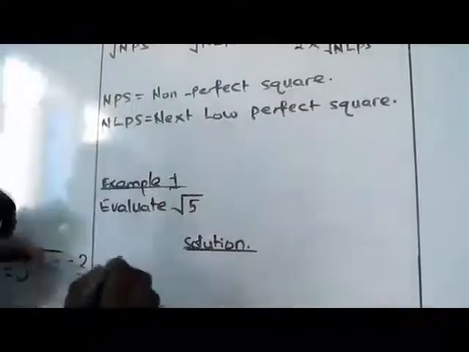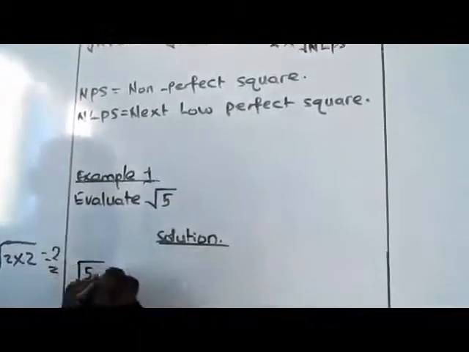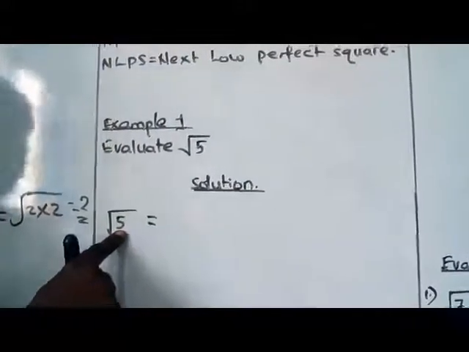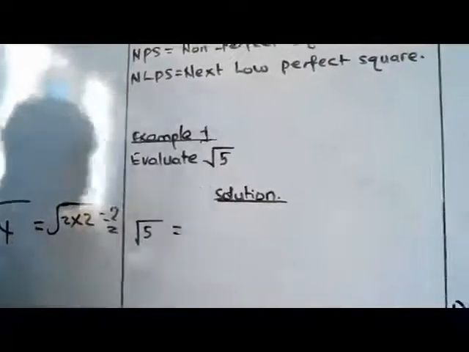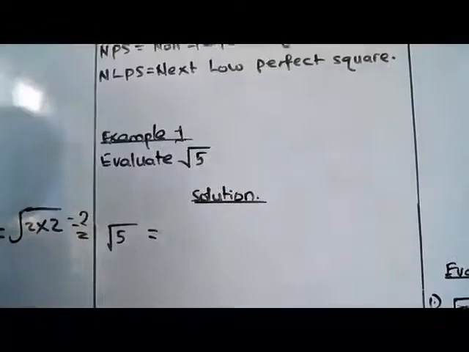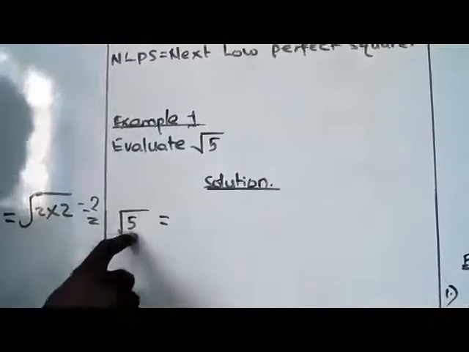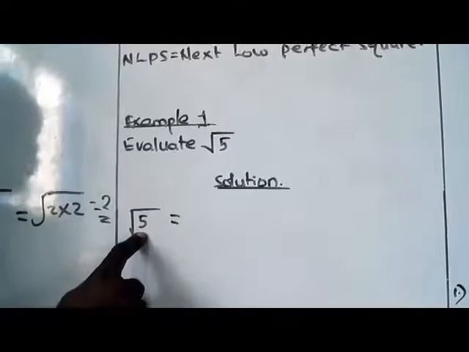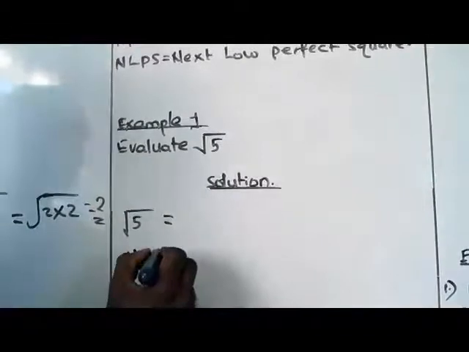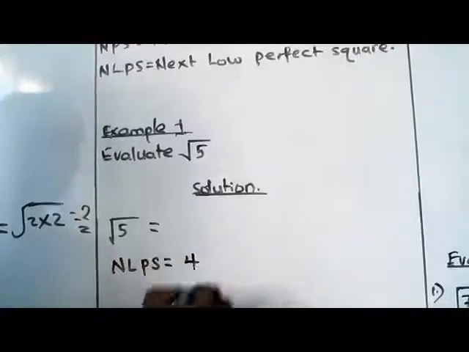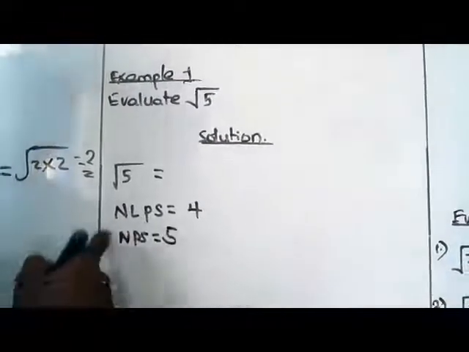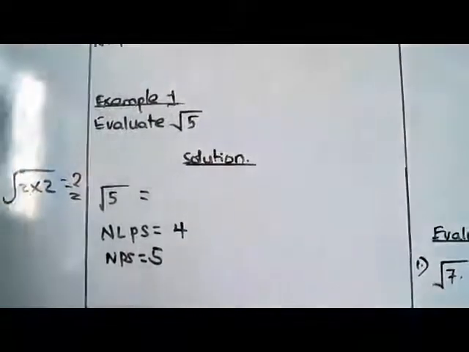The first thing you write is to think about the next lower perfect square. Now, if you recall all your perfect squares, just like squaring the natural numbers, if you square 1, you get 1, 2, you get 4. So those numbers you are getting are your perfect squares. Now, the next lower perfect square to 5 is 4, because 2 times 2 gives you 4. So that will be my next lower perfect square. So I'm putting that as 4. And this 5 is our non-perfect square. So I have all the 2 requirements to get the answer.